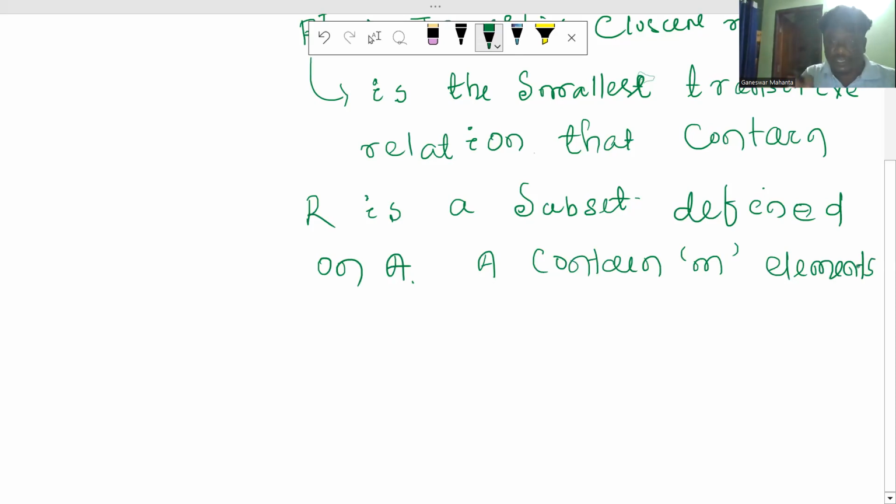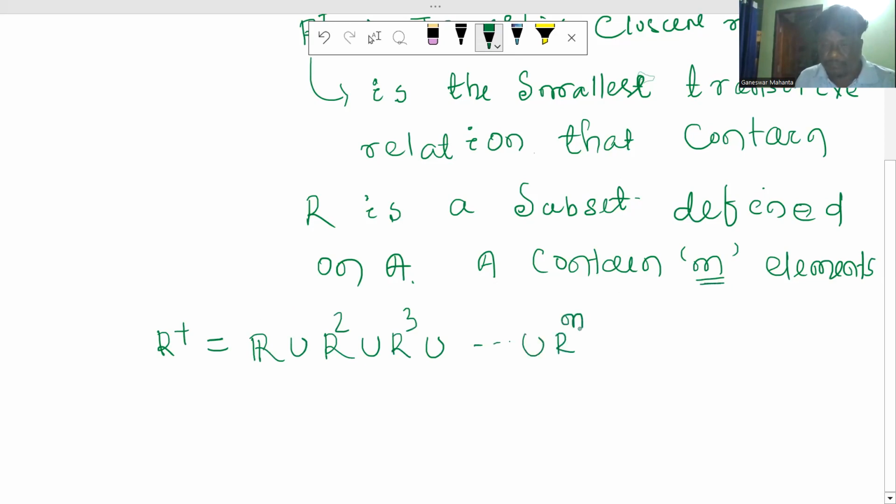So R plus can be defined here. That is R union R square, union R cube, union up to the number of elements contained in set A, that is union of R to the power M. So this is R plus, or this transitive closure relation.